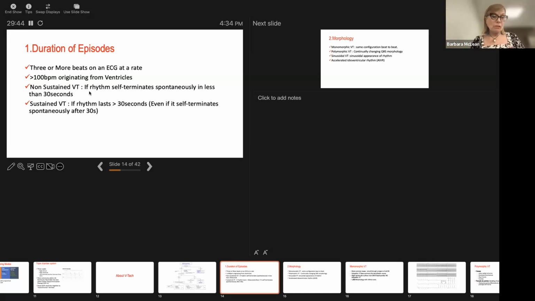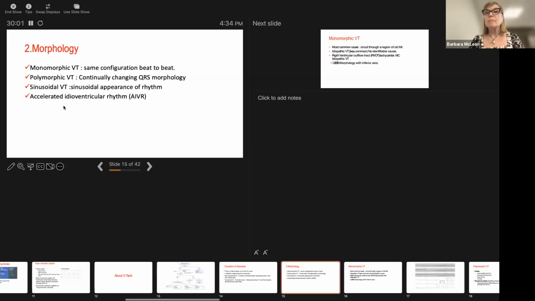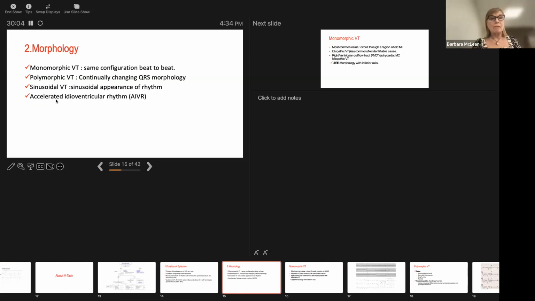If it does not sustain for greater than 30 seconds, that would be called non-sustained. If it sustains greater than 30 seconds, even if it spontaneously resolves at 38 seconds, that is called sustained VT. And we're going to treat them a little bit differently. We're going to be a lot more aggressive with sustained VT. We have a little more time with non-sustained VT.